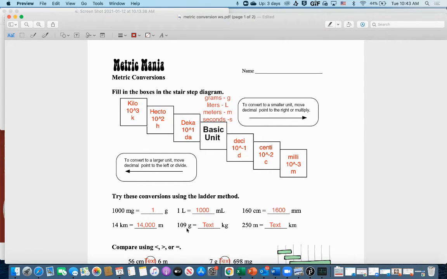All right. 109 grams to kilograms. So I'm starting with my base unit. I'm going up to kilograms. So that's 1, 2, 3 steps up to the left. So to the left here, I'm going to go. Decimal is right here after the 9. So 1 puts it before the 9. 2 puts it before the 0. 3 puts it before the 1. So this would be 0.109 here.